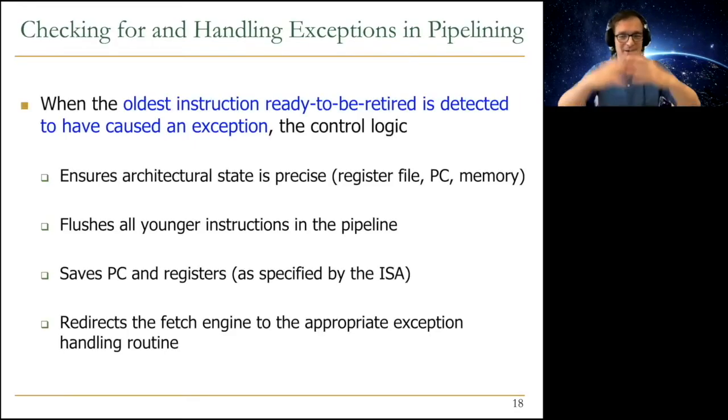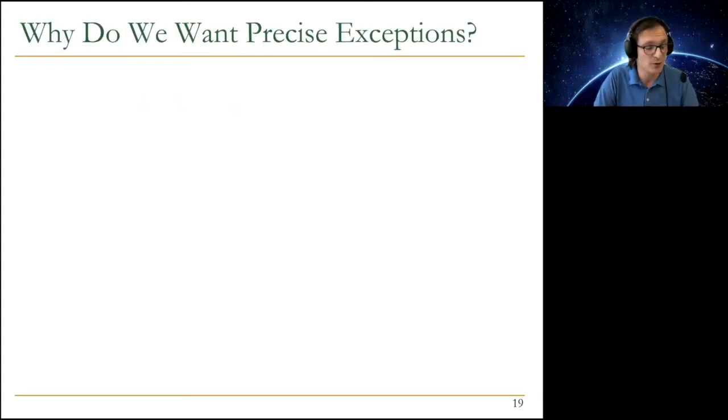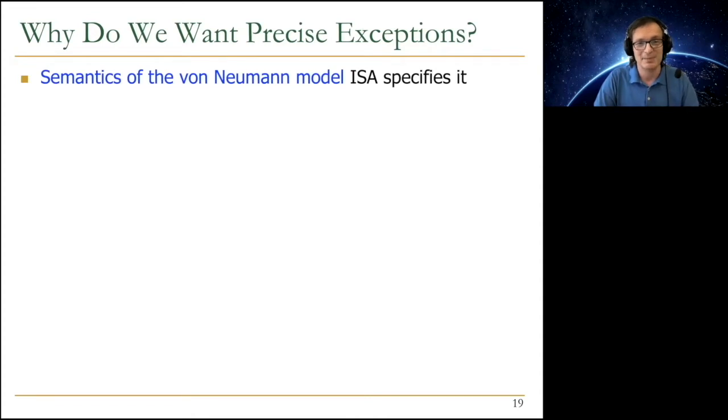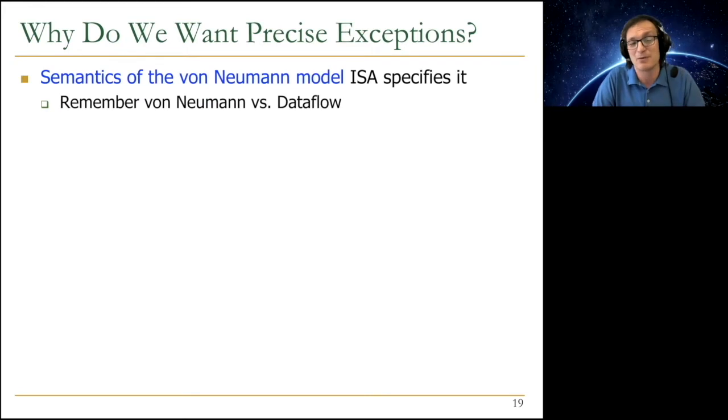Okay, so why do we want to have precise exceptions? Now that you understand the context and how we handle it, let's discuss why we want precise exceptions. The first answer is very legalistic, meaning contract-based: the semantics of the von Neumann model ISA specify it. Remember von Neumann versus data flow? Von Neumann says I have sequential execution. No instruction should have started before this instruction finished. And I want to maintain that to keep the programmer sane from my perspective. If you violate precise exceptions, you're violating the von Neumann model, which means that you're violating the ISA contract. And as a result, you're not designing a machine that is correct.